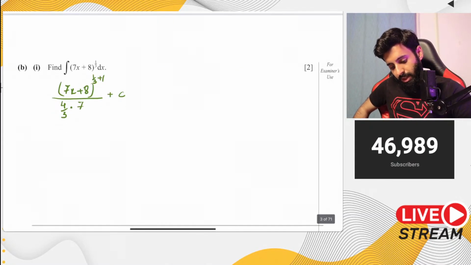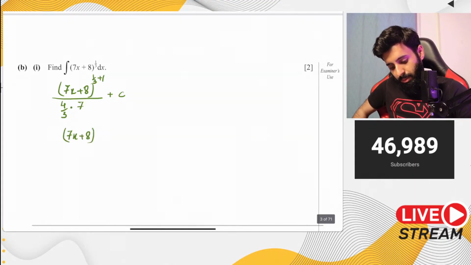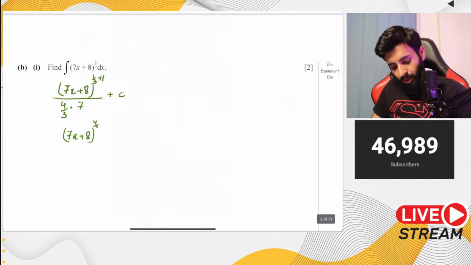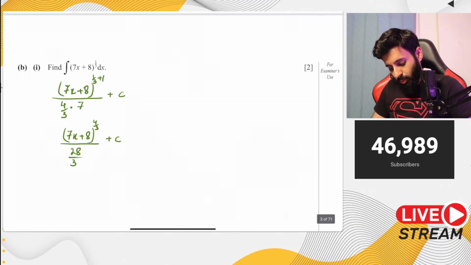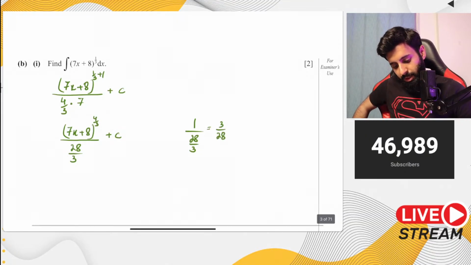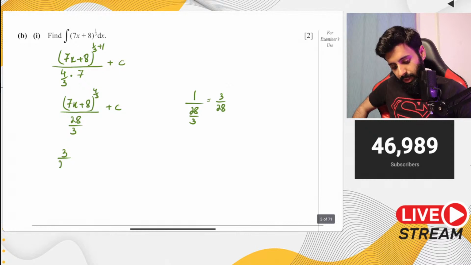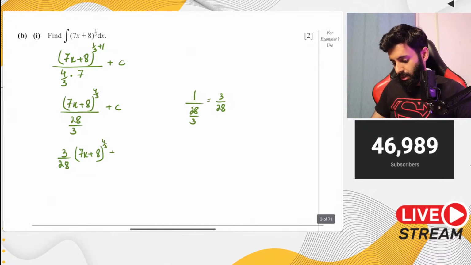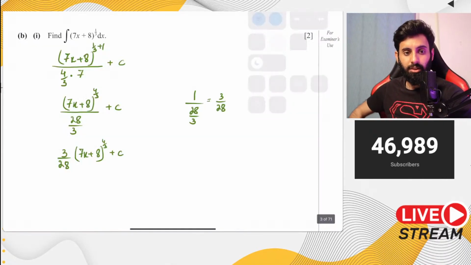So what do you have? You have 7x plus 8 to the power of 4 upon 3 over 28 upon 3 plus c. Now remember this, 1 divided by 28 upon 3 is going to be equal to 3 upon 28. So what this becomes is this, 3 upon 28 into 7x plus 8 to the power of 4 upon 3 plus c. And there you go, fellas. That's your answer.